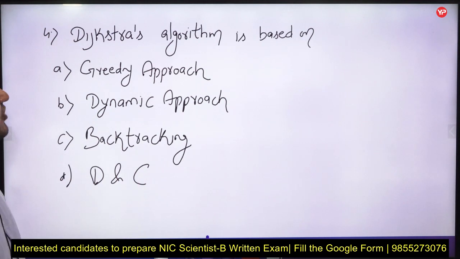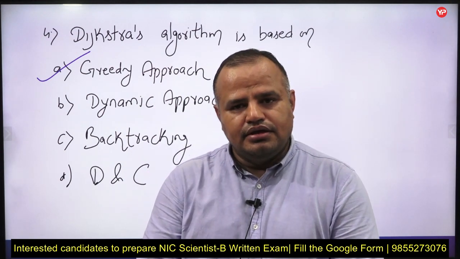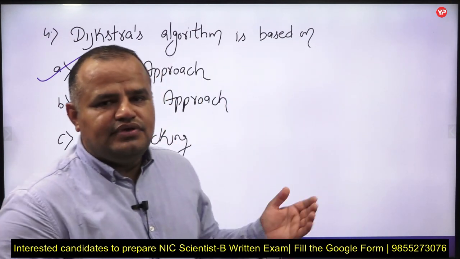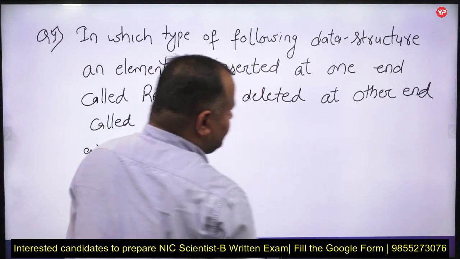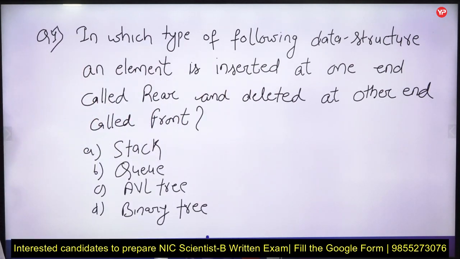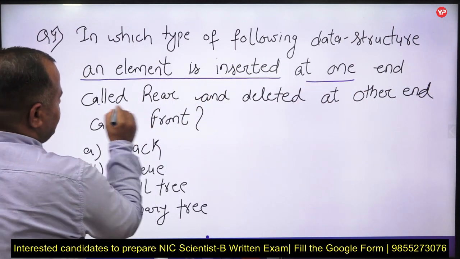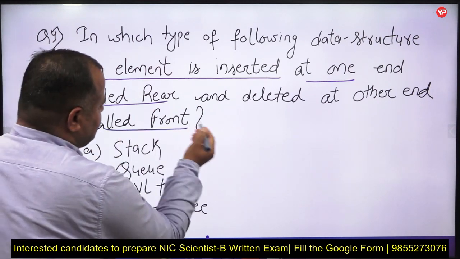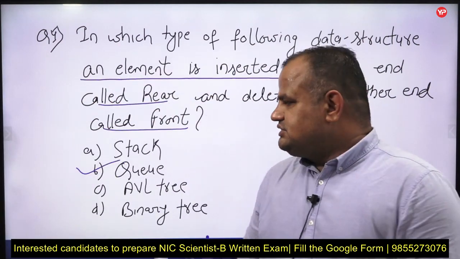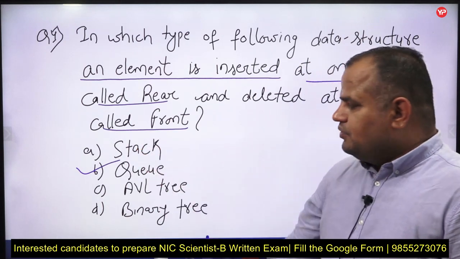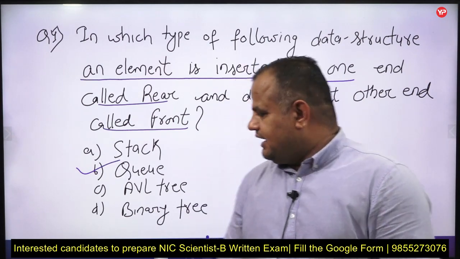Next, the Dijkstra algorithm is based on the greedy approach, because we always find the local minima. In the Dijkstra algorithm, that is single source shortest path, we use the greedy approach, which means we always find the local minima. Next, in which of the following data structures is an element inserted at one end, called the rear, and deleted at the other end, called the front? So what is that data structure? Queue. A stack is last in first out, but the queue data structure is first in first out. So the correct answer is queue.